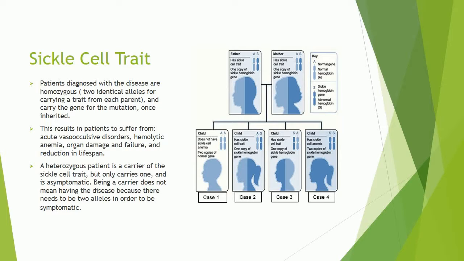A heterozygous patient is a carrier of the sickle cell trait, but only carries one allele, and is asymptomatic. Being a carrier does not mean that they have the disease, because they need 2 alleles in order to be symptomatic. However, if their spouse has the trait, there is a chance the disease can be passed on to their offspring.